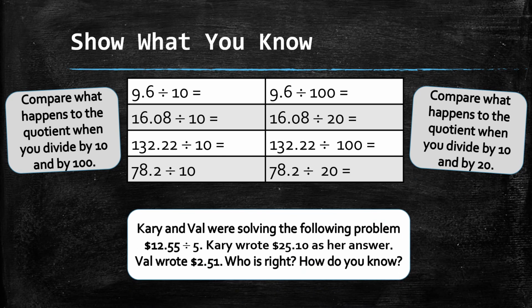And finally, Carrie and Val were solving the following problem. $12.55 divided by 5. Carrie wrote $25.10 as her answer. Val wrote $2.51. Who is right, and how do you know?